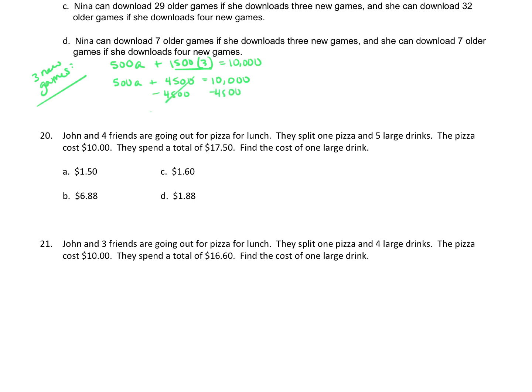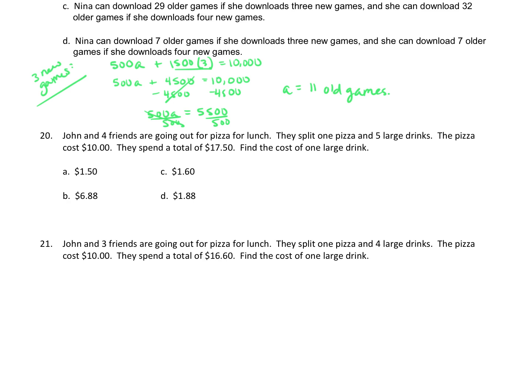That is 0, leaving us with 500A equals 5,500. And then when we divide by 500, we get A is equal to 11. And what did A represent again? That was our number of old games.